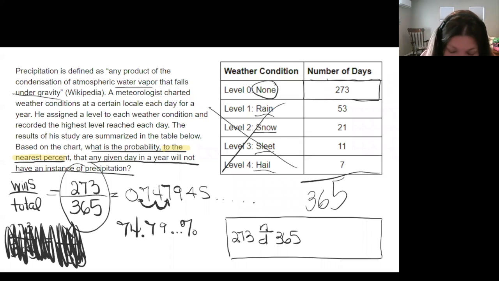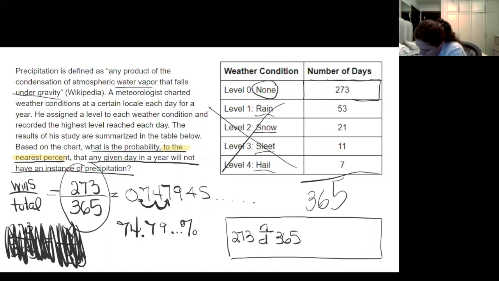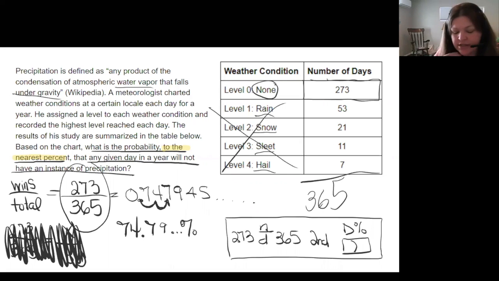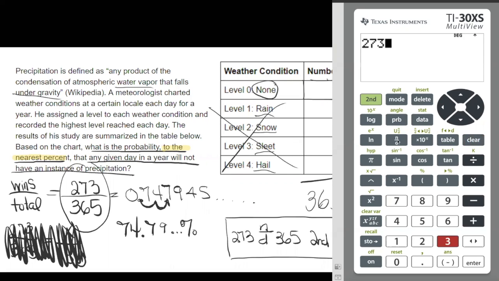And then there's literally a convert to percent button in your calculator. It is in green, so you're going to have to push that second button first, and then you can hit that convert to percent, which is right above the closed parentheses. And you will get the exact same answer even if you don't know very much about percents. 273 over 365, right arrow, and then second, convert to percent. So you can also convert in your calculator and it'll tell you that's 74.79%. I don't care which way you do it, whichever way is easiest for you.